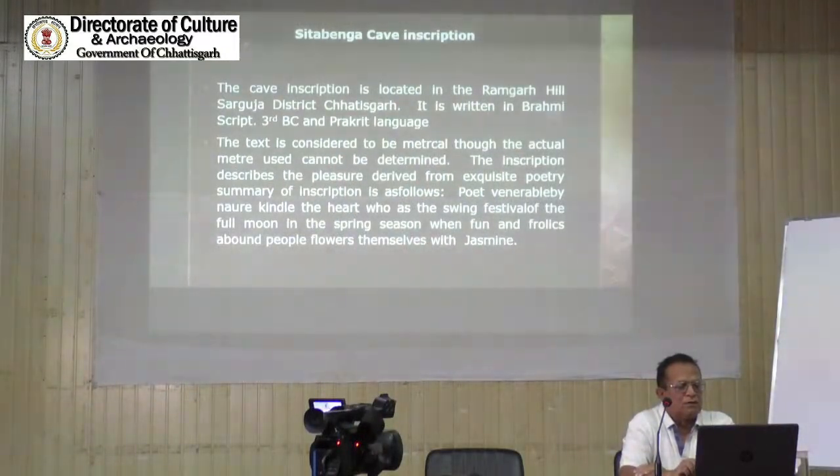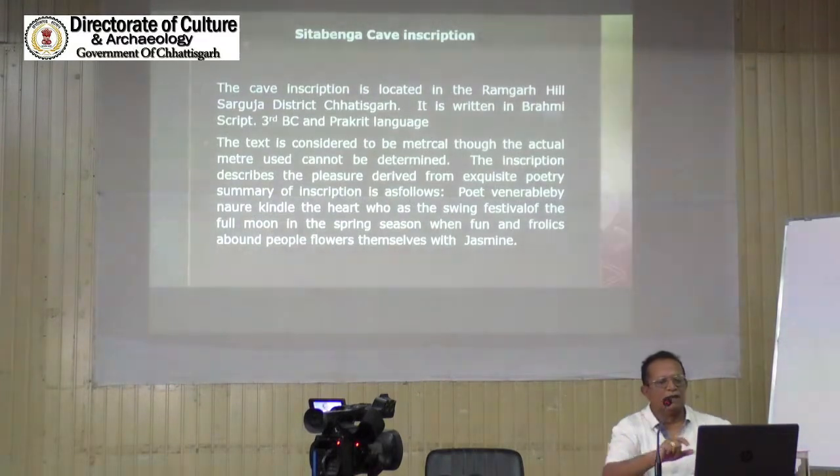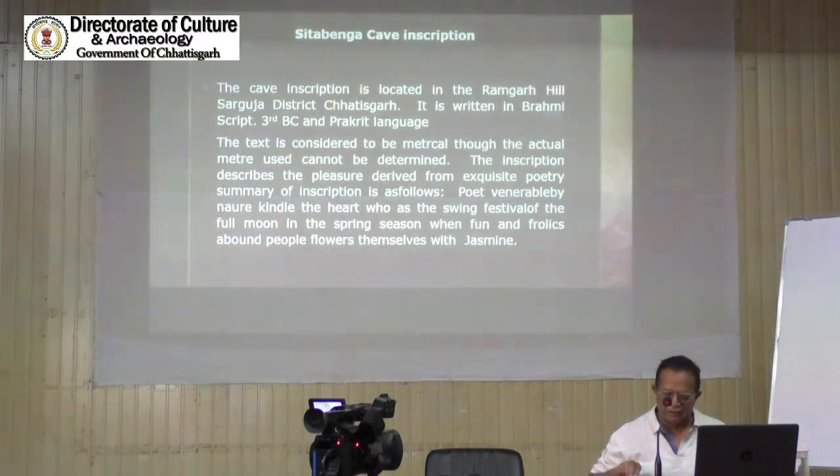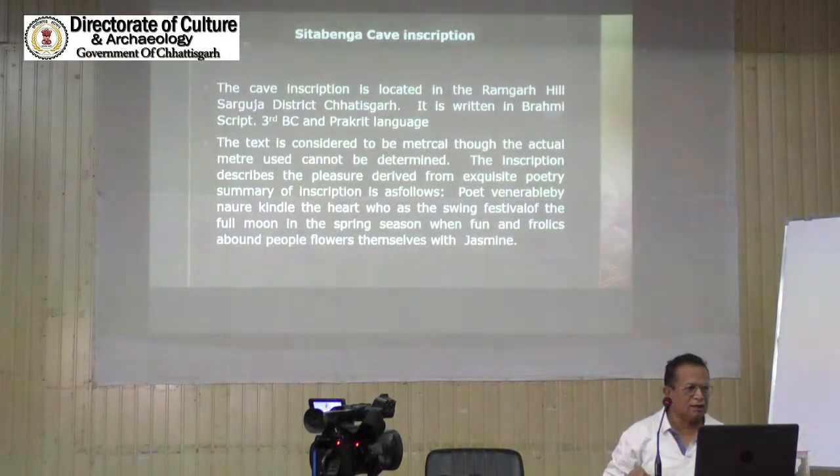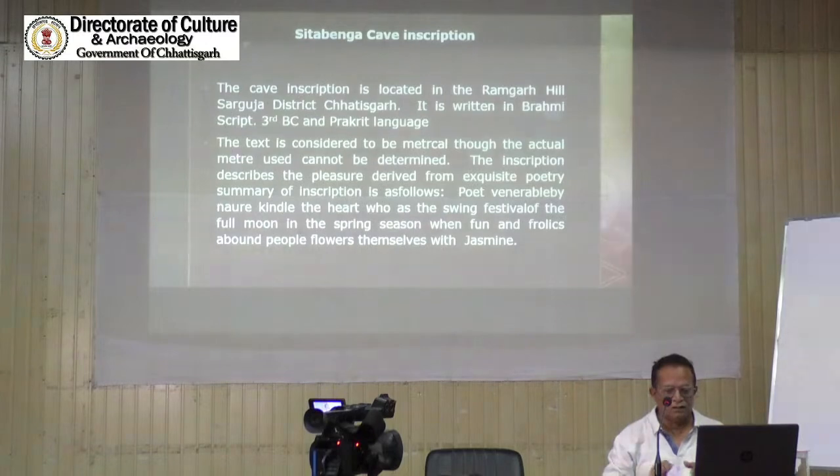Poets, venerable, of a kind heart by nature, who at the swing festival, the moon in this spring season, when fun and frolics abound, people adorn themselves with jasmine. That shows the fragmentary nature of the inscription. The Sanskritized form of the text is like: Adipayanti Hridayam Swabhava Guru Kavayaha Evam Ratriyaha Dolaya Vasantya Hasya Vanya Adbhutaihi Kundaspitam Evam Alanka. So that's the Prakrit, and I am trying to give you the Sanskritized form.